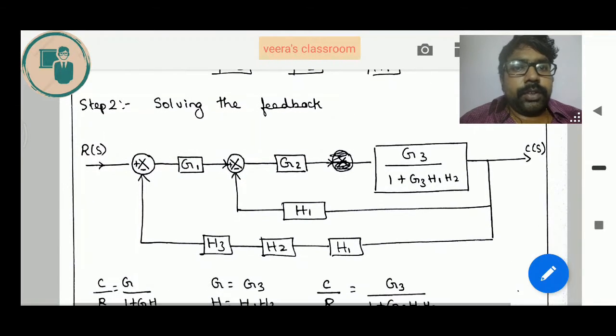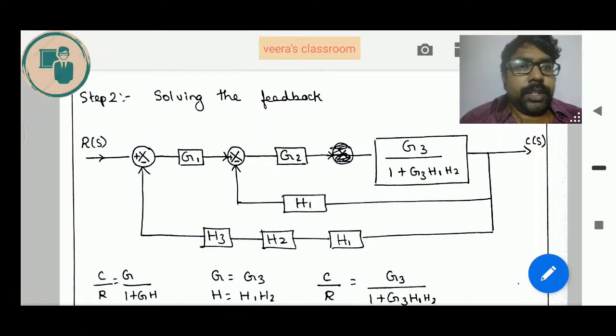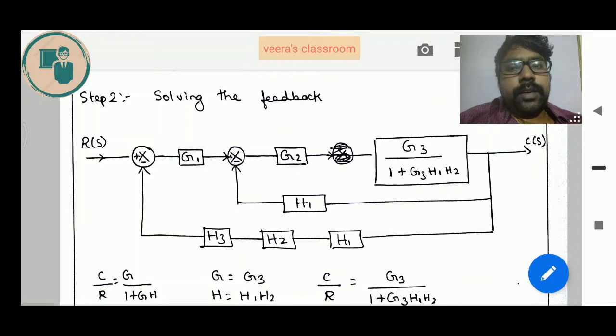So we are solving the feedback loop. C by R equals G by 1 plus GH. Instead of G we have G3, instead of H we have H1 H2. So C by R is going to be G3 divided by 1 plus G3 into H1 H2. This term has been replaced instead of that feedback loop in the diagram. When you replace this, the next step is to solve another feedback loop. Before solving that feedback loop, we have another series component: G2 and G3 divided by 1 plus G3 H1 H2 are in series.